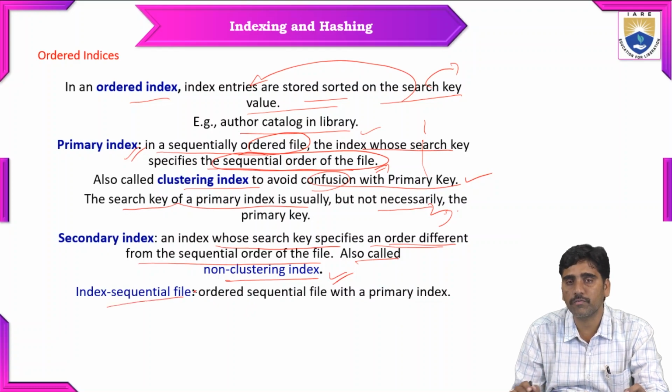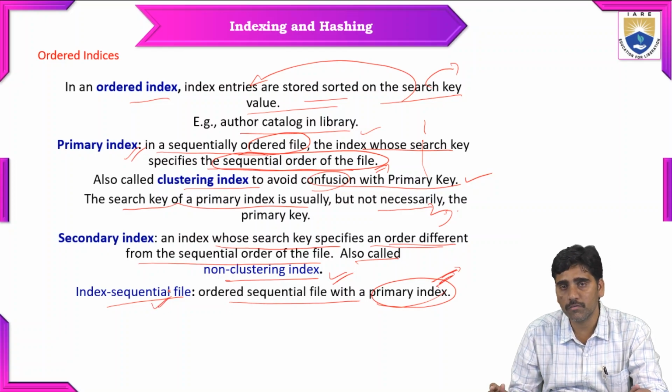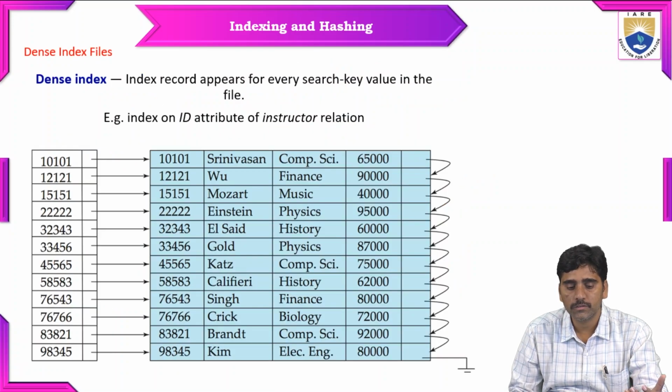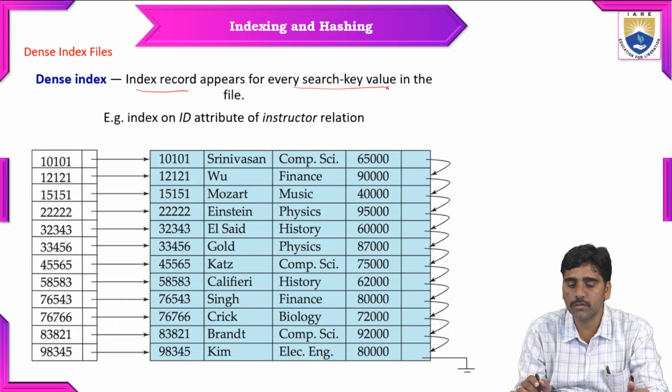Index sequential file: an ordered sequential file with a primary index. A file which is an ordered sequential file with a primary index is called an index sequential file. Now, dense index files. What is that? An index record appears for every search key value in the file.